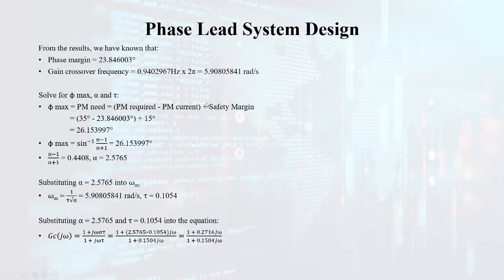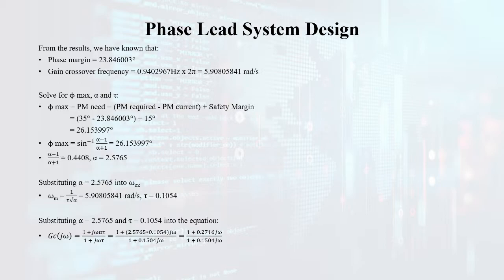For this system, we implement a safety margin of 15 degrees. Then the phi max after calculating all this is equal to 26.15397 degrees. And this phi max is equal to sine power of -1 of (alpha minus 1) over (alpha plus 1). So we take the sine of both the left and right side, and we get (alpha minus 1) over (alpha plus 1) equal to 0.4408. Solving for alpha here, we find that alpha is equal to 2.5765.